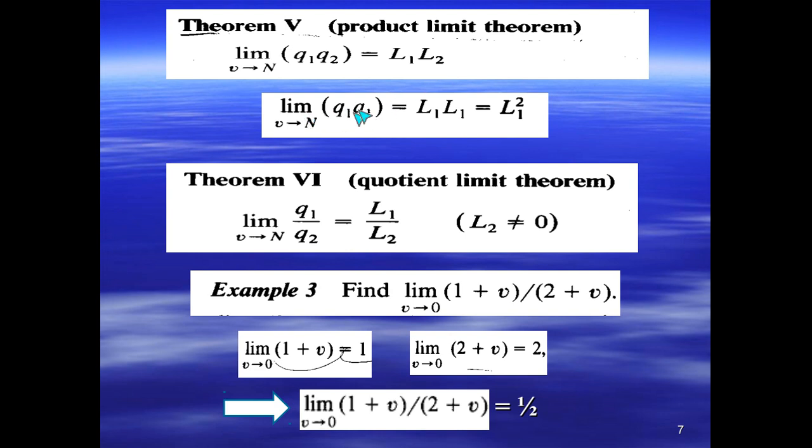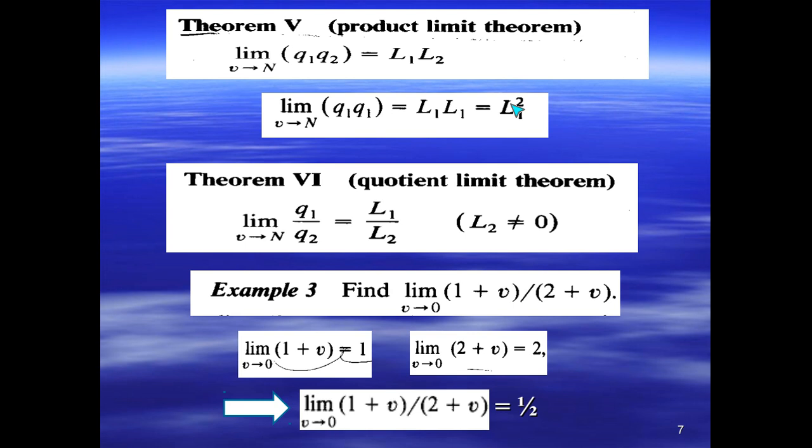So, a special case is when we multiply q1 by q1. The limit of q1 times q1 when v goes to n would be L1 times L1, which would give L1 square. So if we square a function, we square its limit as well. If we take the third power of a function, the cube of a function, then we take the cube of its limit as well. Very easy. All right.